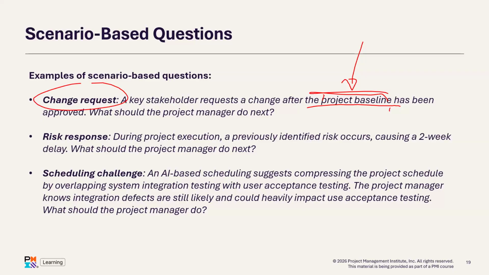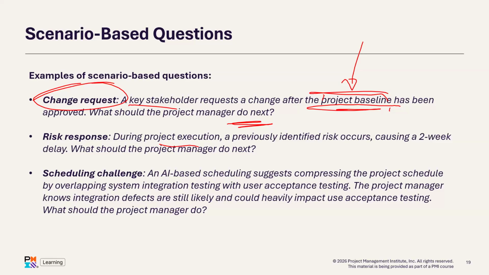So if there is a need for any changes from a key stakeholder after your plan has been baselined, what the project manager is supposed to do is to make sure that there is a change request. And the change request will be taken through what we call a change control process.